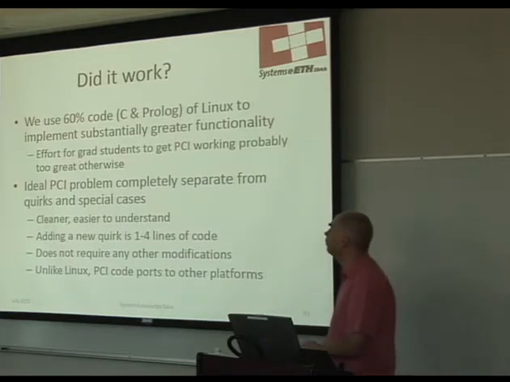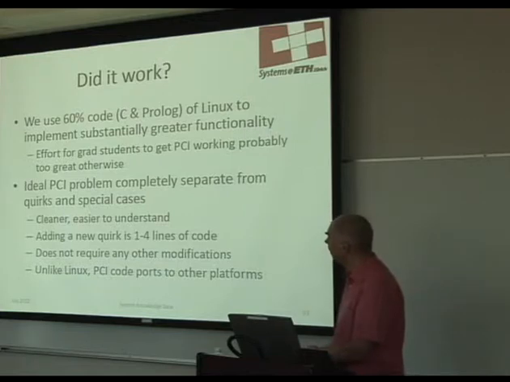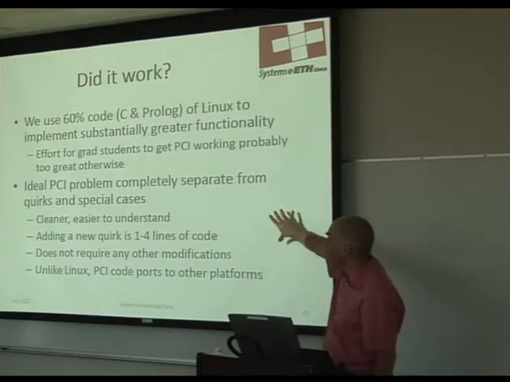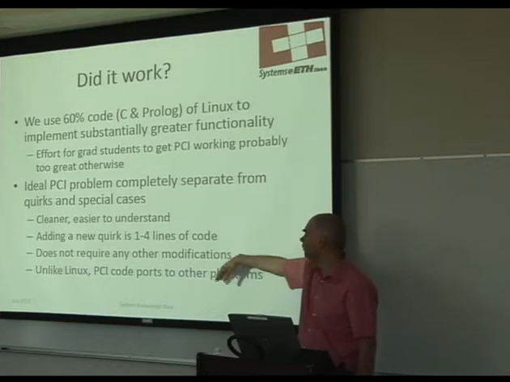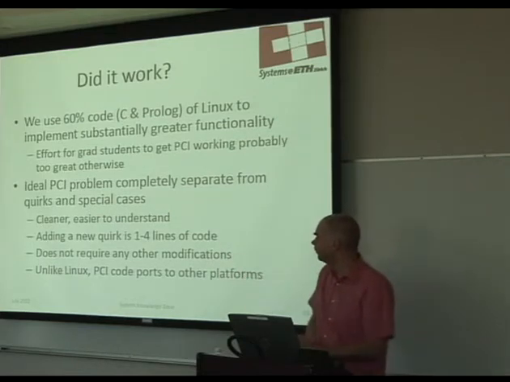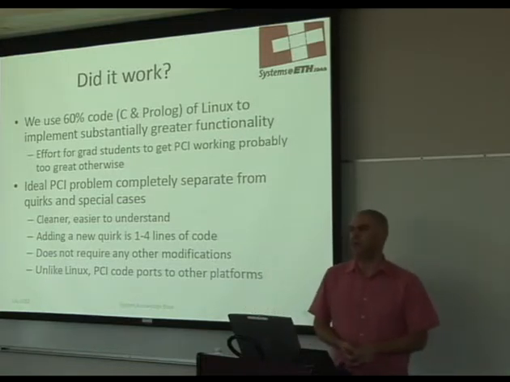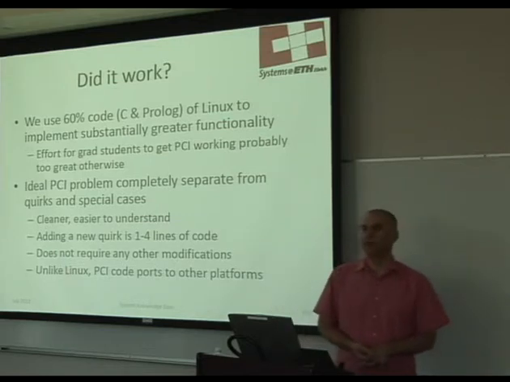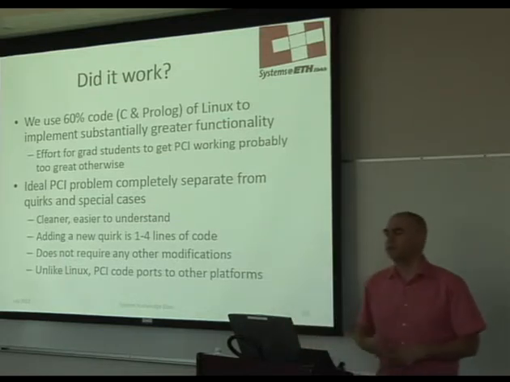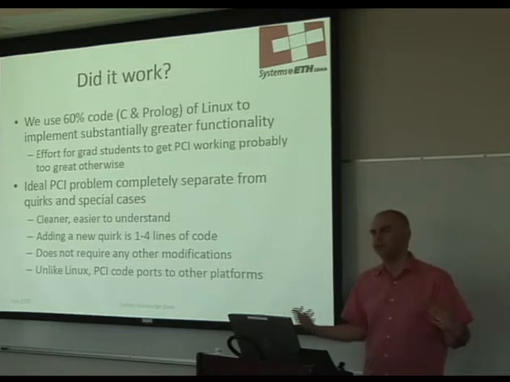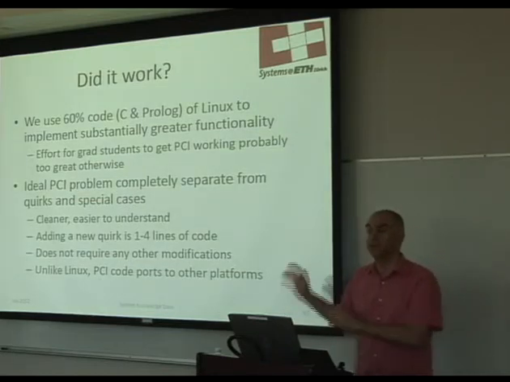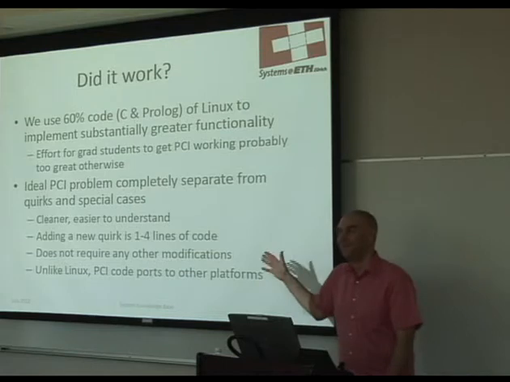And so I feel quite good that we did engineer it, and I feel even better that we managed to get some publications out of it. So the ideal problem is that these are nicely separate from the quirks. Adding a new quirk is typically one to four lines of code. It's kind of crazy that we boot an entire constraint solver before we even try to program the interconnection machine. But from the point of view of developing the system, getting things working and supporting a variety of devices, this was worthwhile on balance.